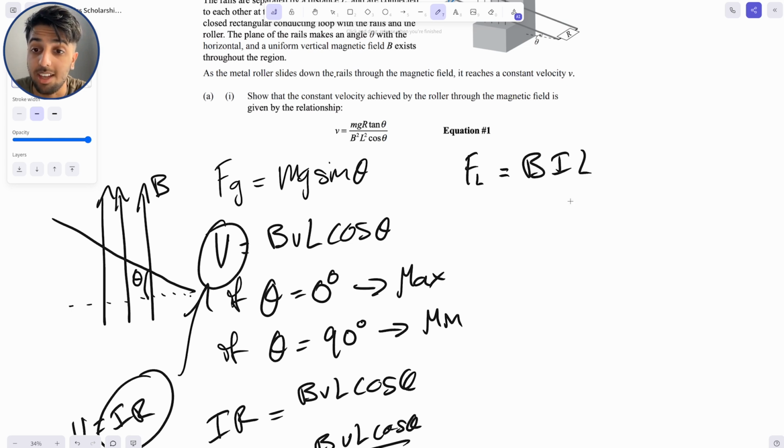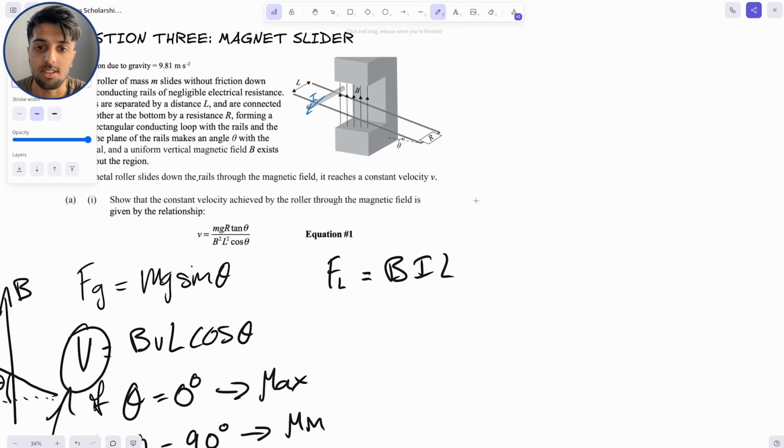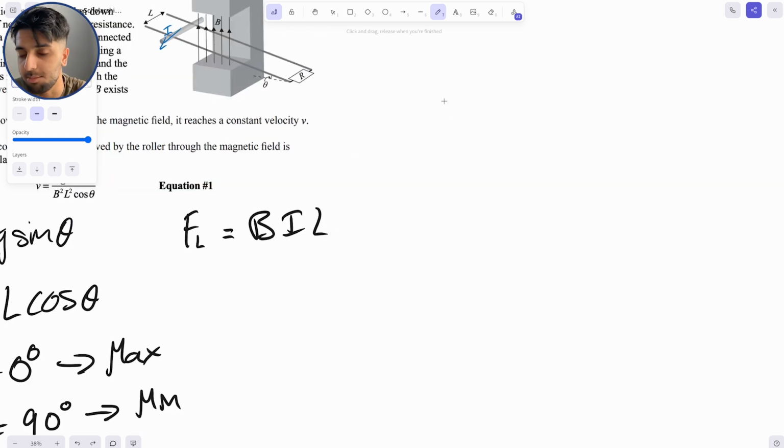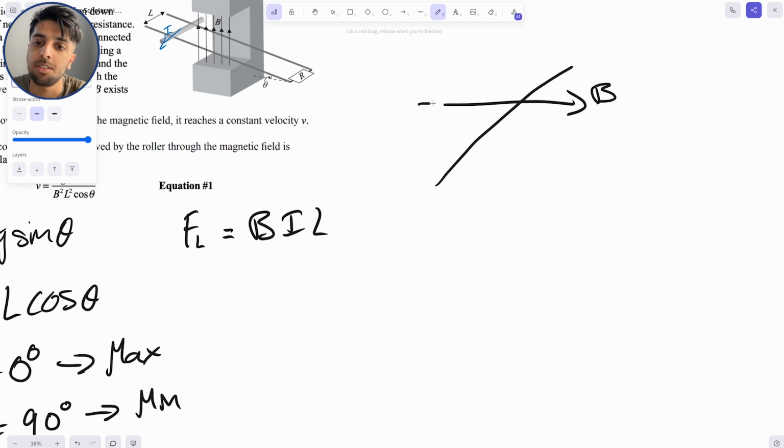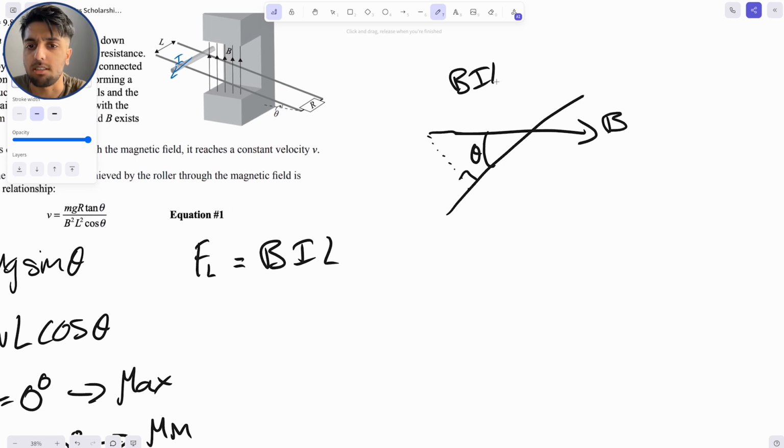And so as we said before, the force due to Lenz's law is going to be BIL. And again, as this is not perpendicular to the magnetic field, so if we have, for example, B that's coming this way and we have an intersection, we can say that in this angle, we want the perpendicular angle between these two, and so that's a right angle, and this is theta. And so BIL sine theta is the relationship.